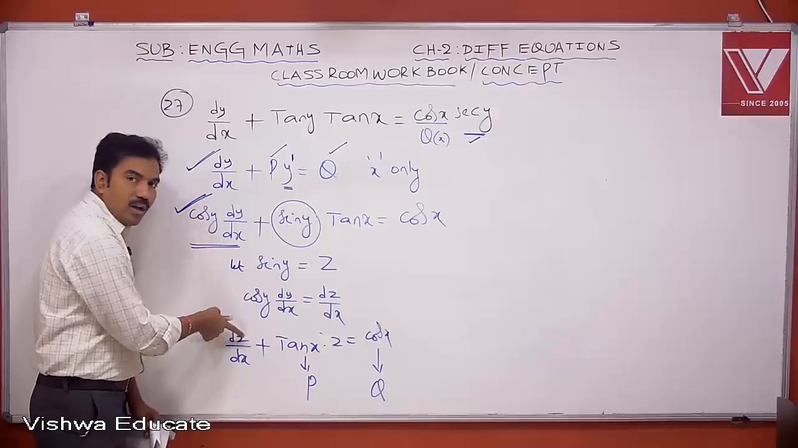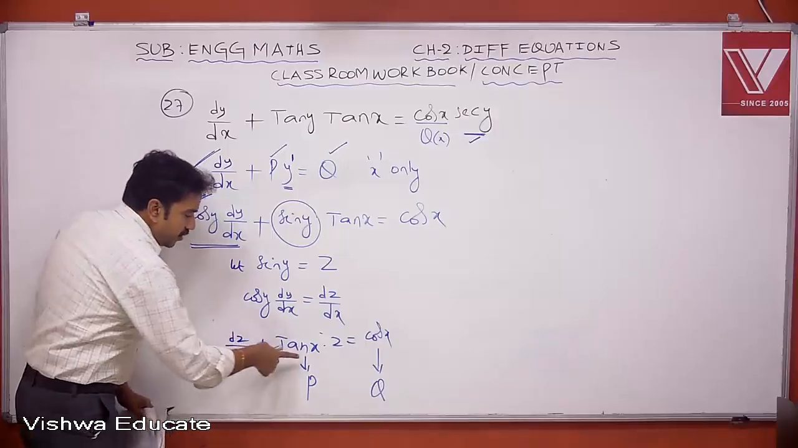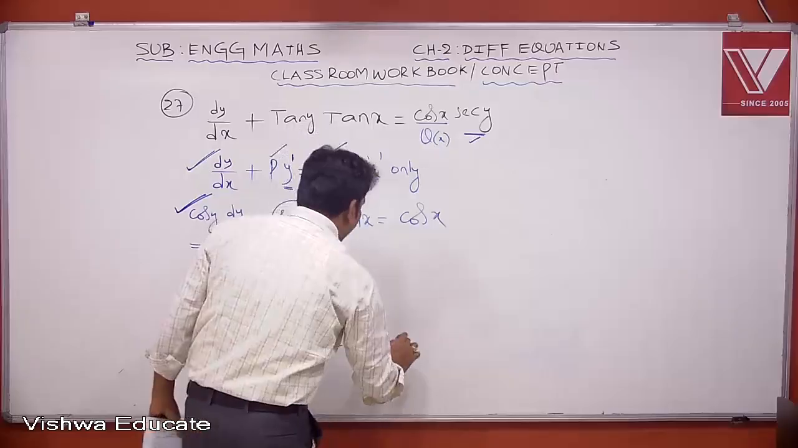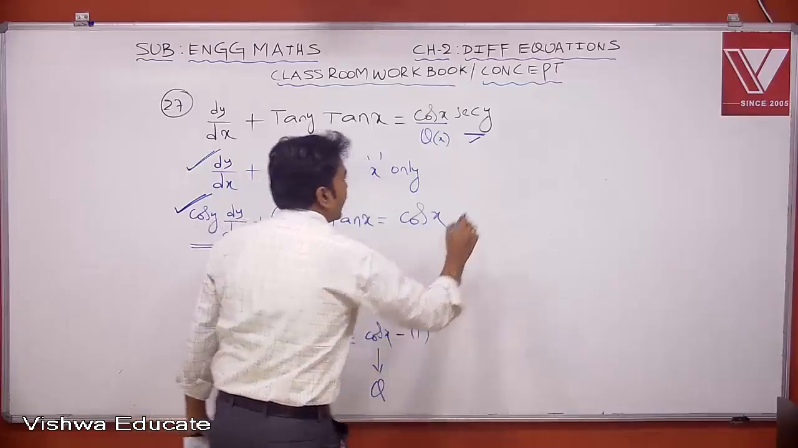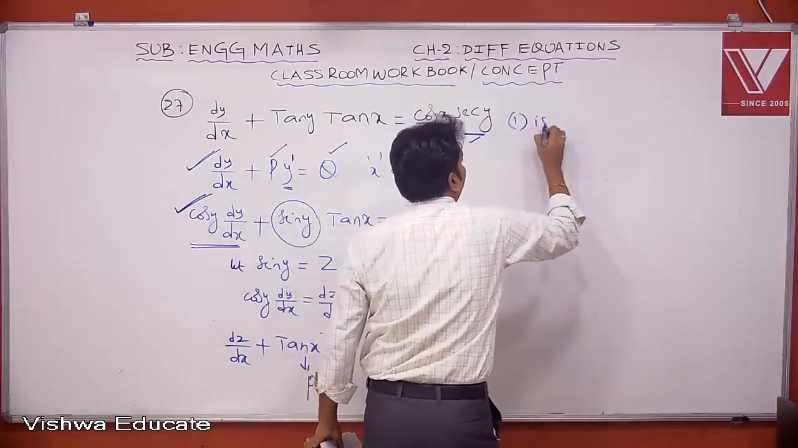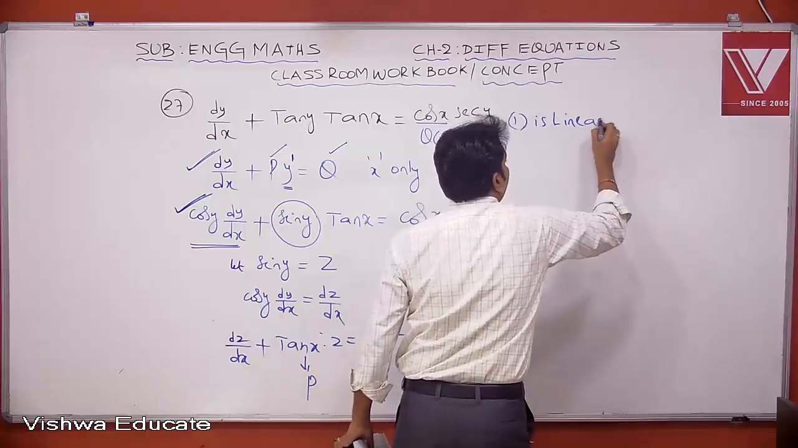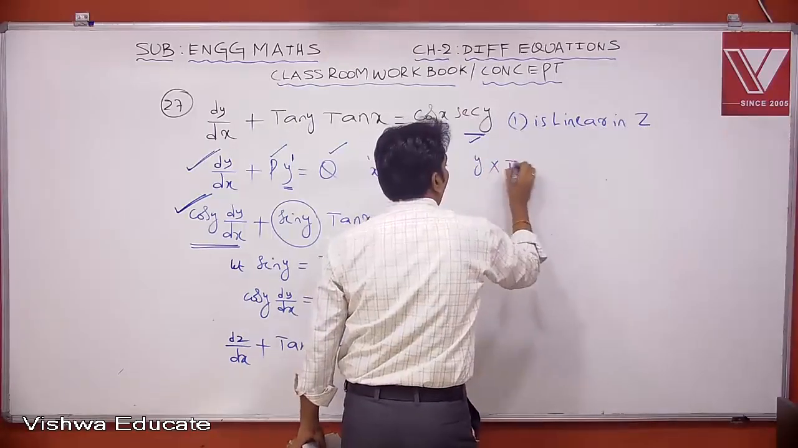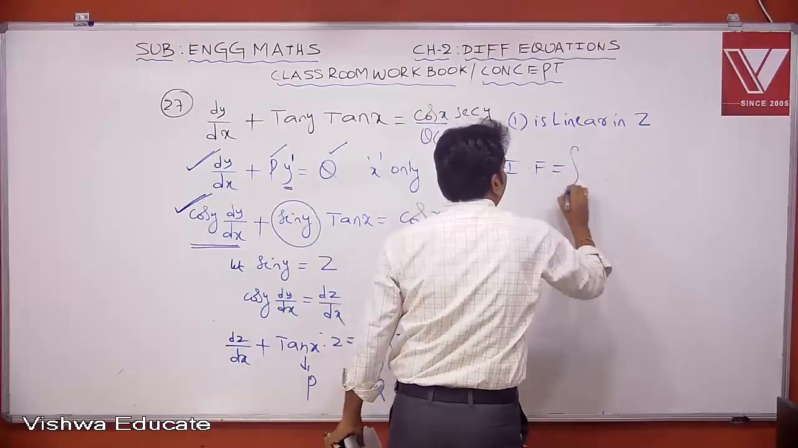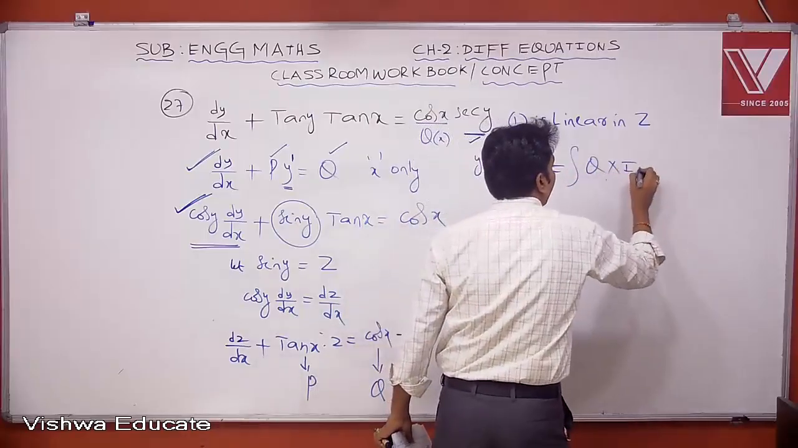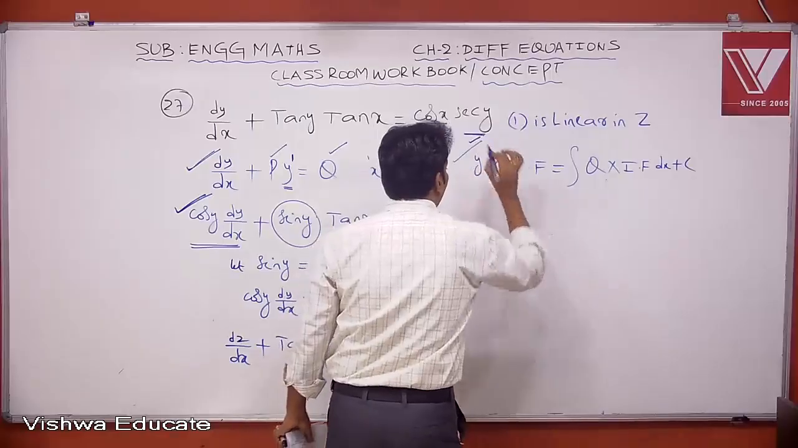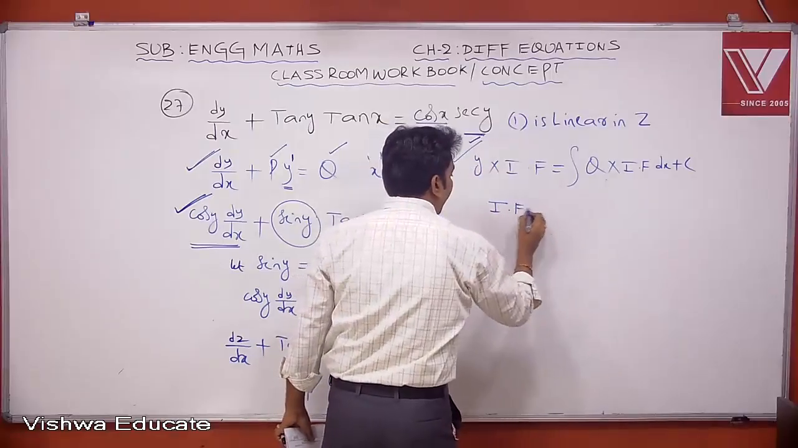In place of y we have z: dz by dx plus pz equal to q. So this is a linear equation in z. Here I call it equation 1. So equation 1 is linear in z. Therefore, what is the general solution? Y into IF equal to integral q into IF dx plus c. But before finding this general solution, let me find what the IF is.